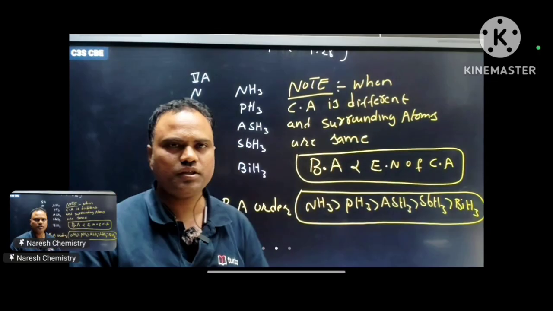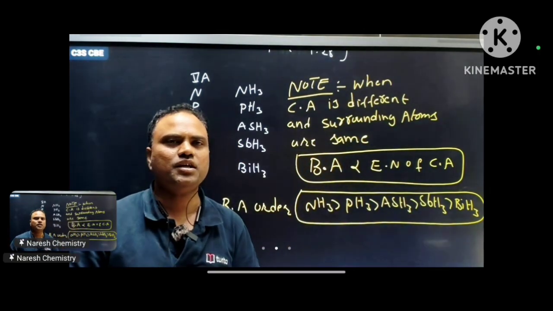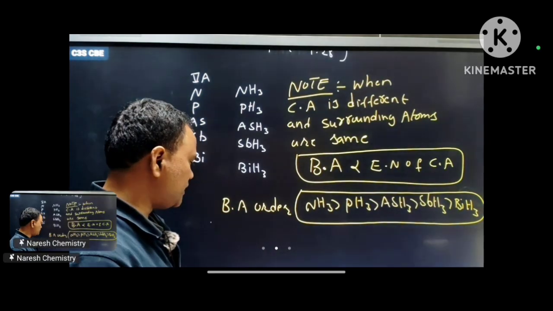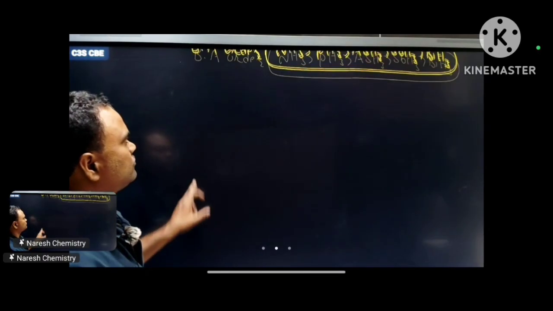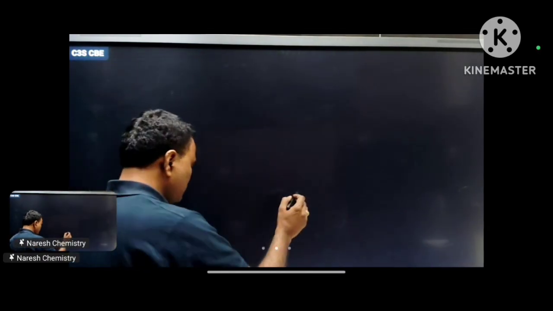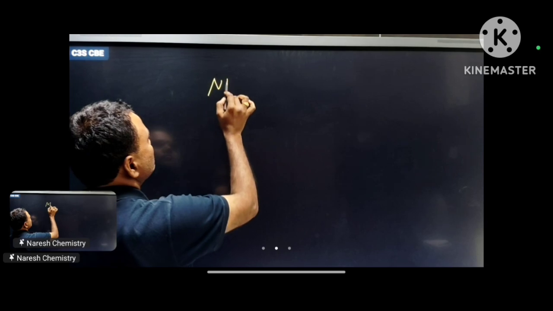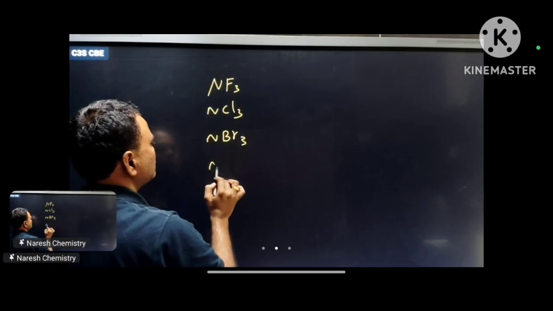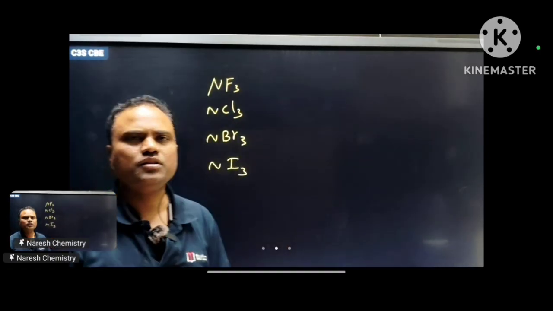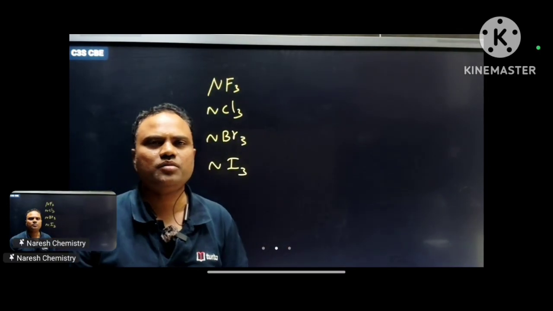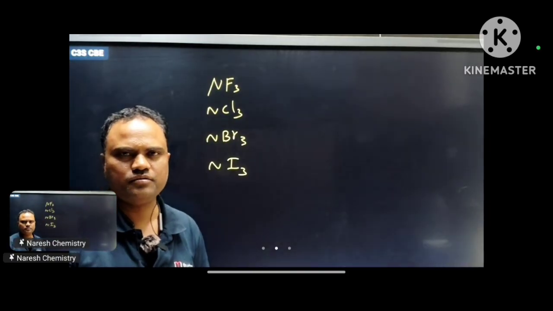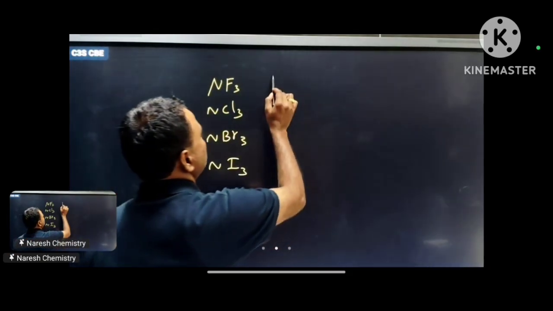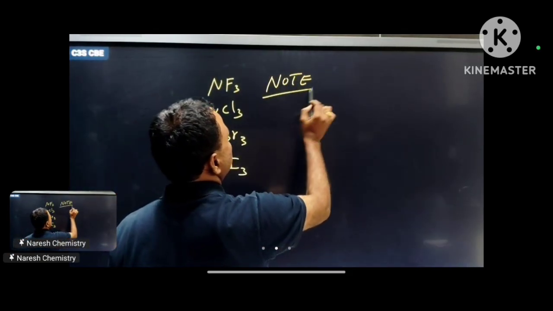Next, another note. See, in these hydrides, the central atom is different. If the central atom is same, then next, try another note. Once look at this. In this case, the central atom is same and surrounding atoms are different, right? In this, how to compare the bond angle? Look at the notes.